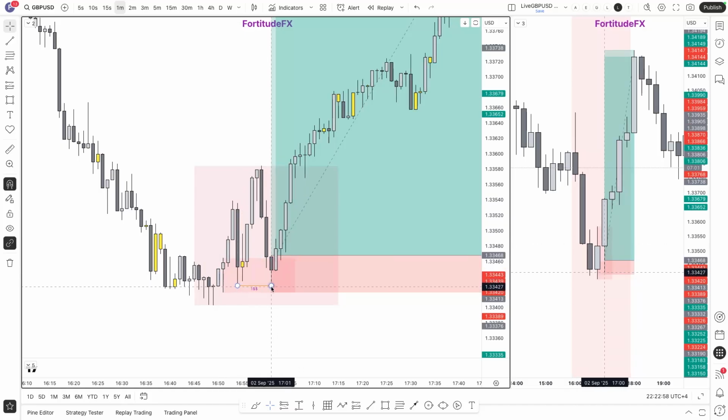And it got swept in the sense that it wicked it, and then the price went higher and closed above this point, right? So it did not close below this point or break the zone. The minute the zone broke, or if this zone would have broken, I would not have been interested in this trade, right? So we also have a demand chain sort of forming here.